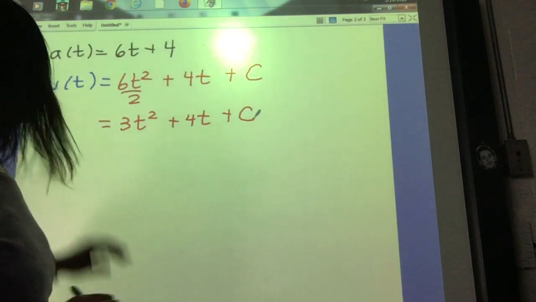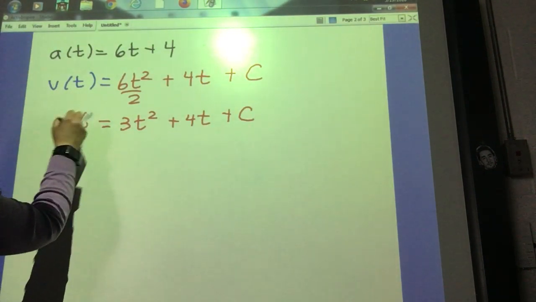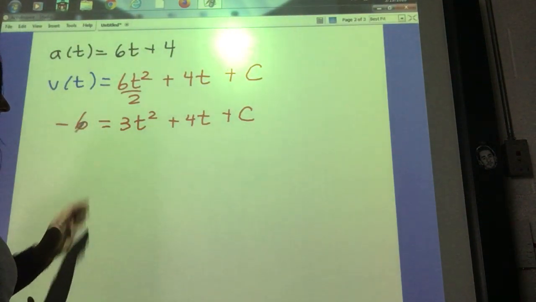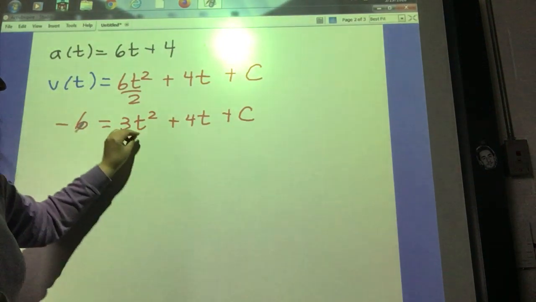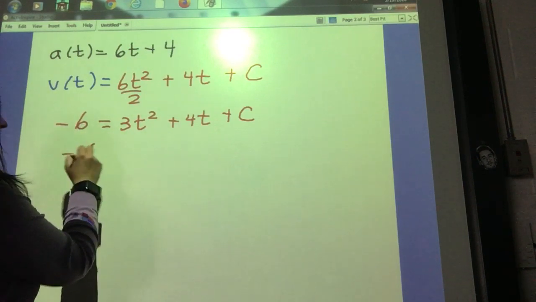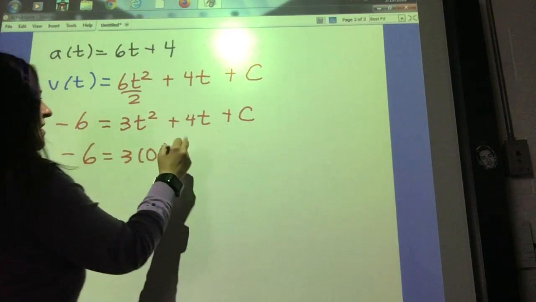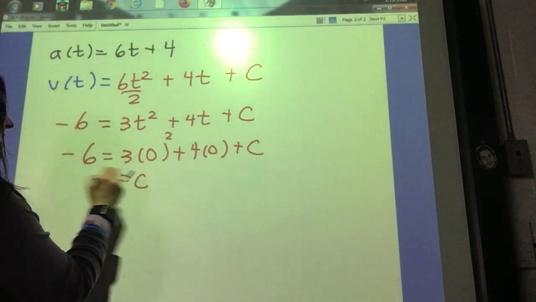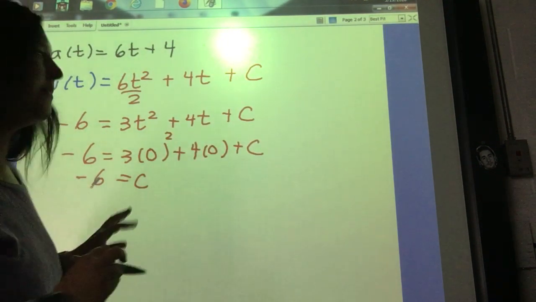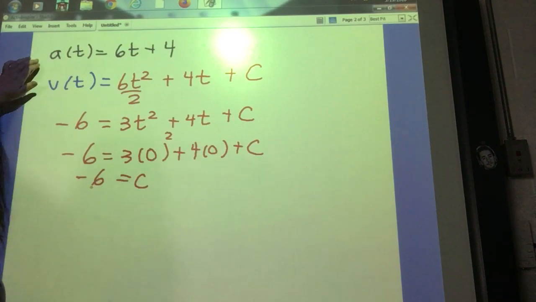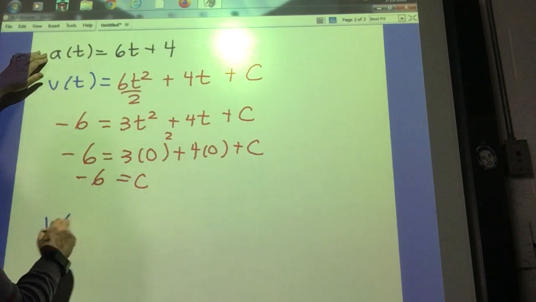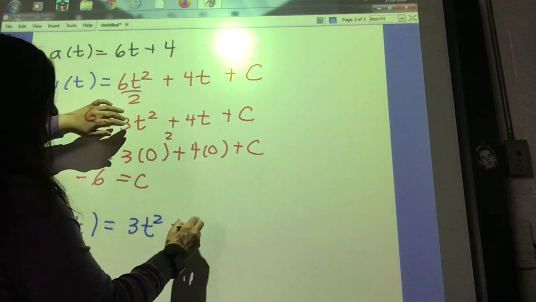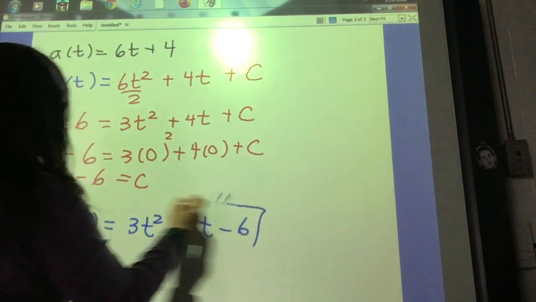And in the question, they told us that the initial velocity was minus 6. Now, if you remember back when we solved for it the other way, to solve for our c value, we would set all of our t values to 0. And if we did that, that means that our c value is minus 6. So based on that, they gave us the acceleration, and from the acceleration, we figured out that the velocity is 3t squared plus 4t minus 6.